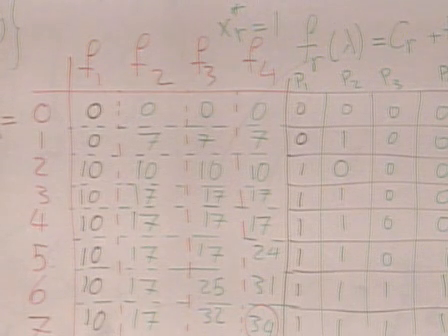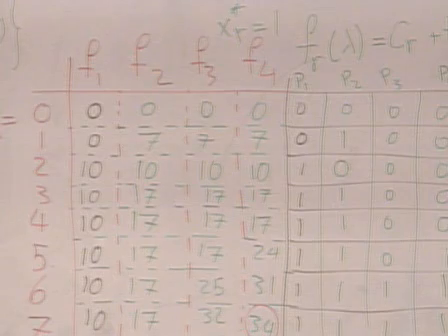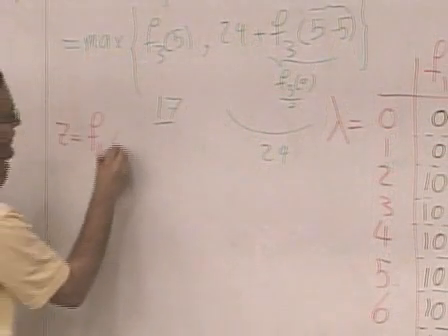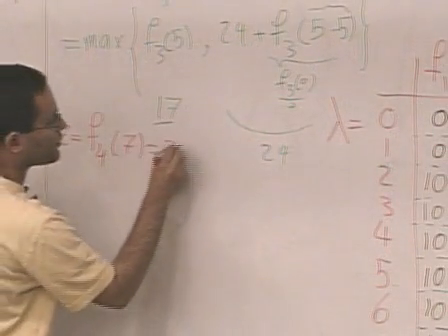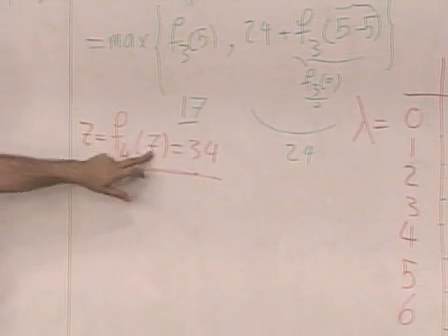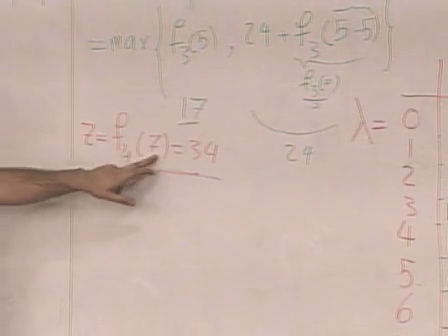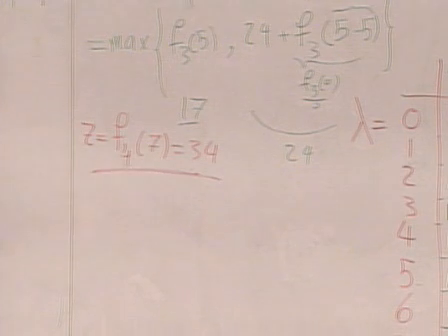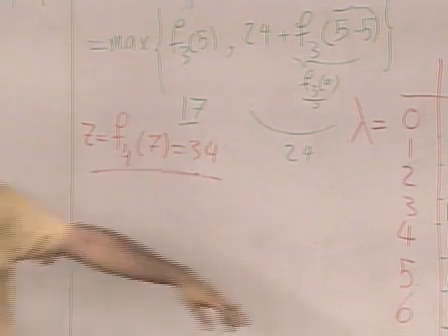So z, which would be equal to F4 of 7, which would be equal to 34. And F4 of 7 means that you have 4 items, 7 units of capacity. It's your original problem. Okay. Basically, it's the number down there always.